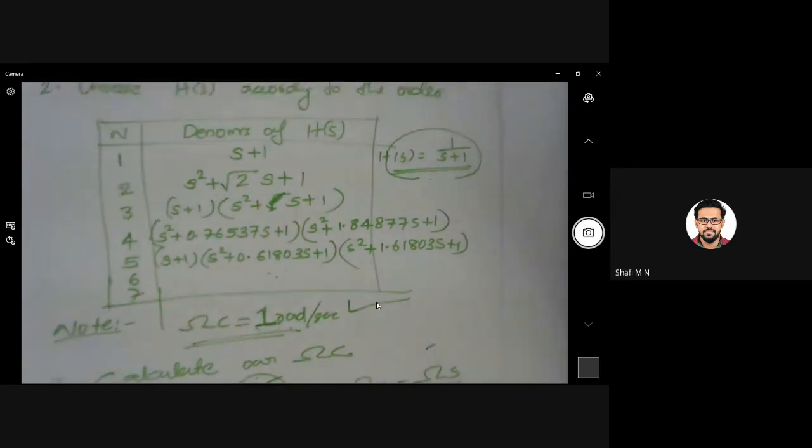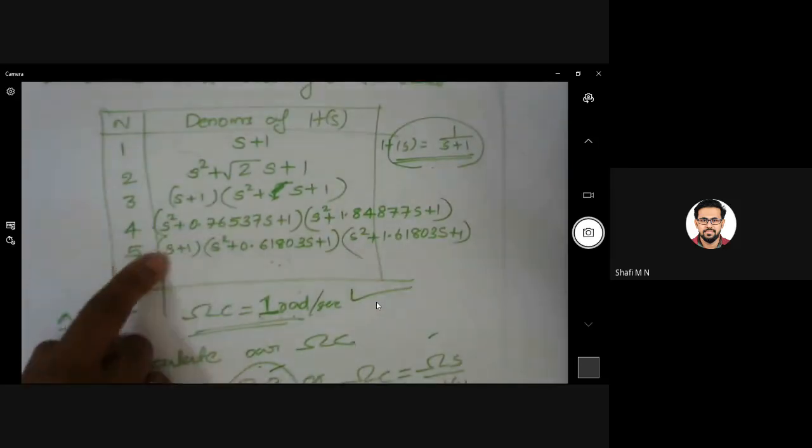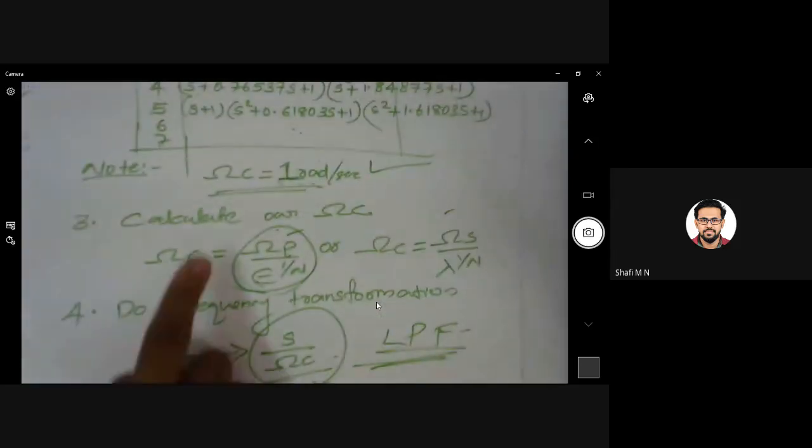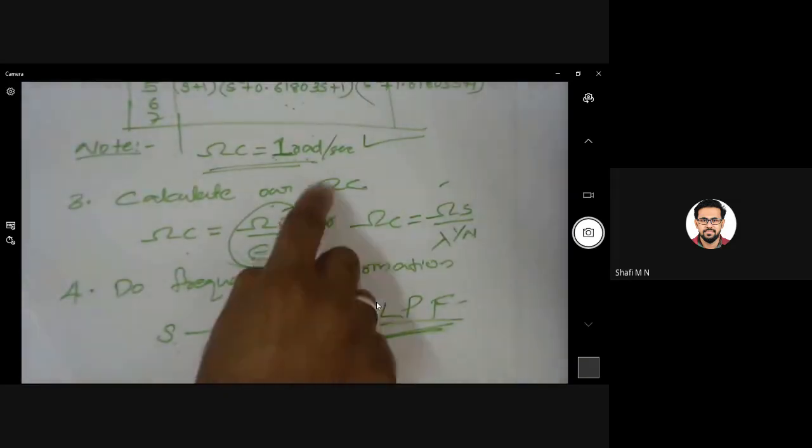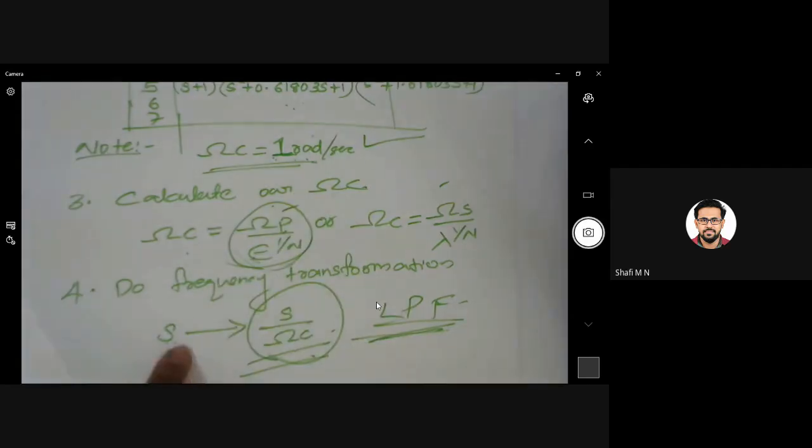First step is calculating order. Second step, you have to choose one transfer function. Third step, you have to calculate cutoff frequency. Last step, you have to convert your transfer function for the calculated cutoff frequency. So that can be done like this. This can be replaced with S by omega C, so that you will get a low-pass filter.